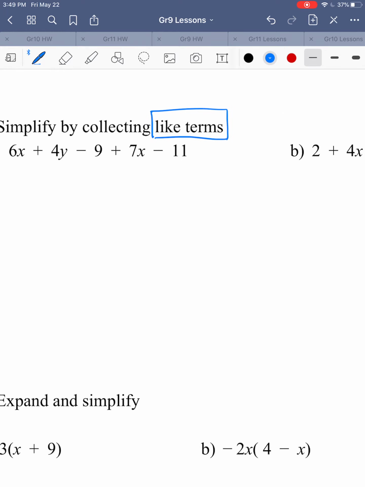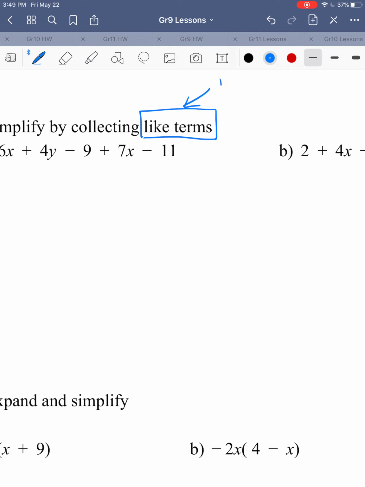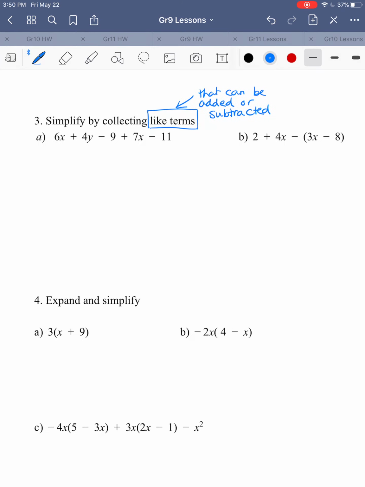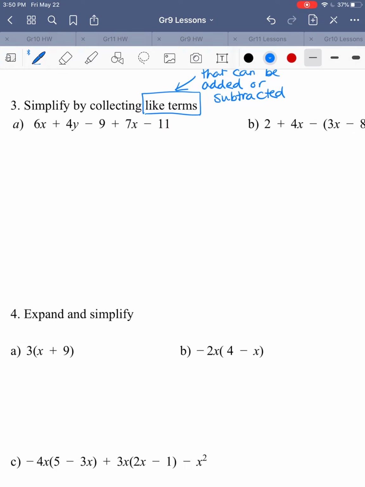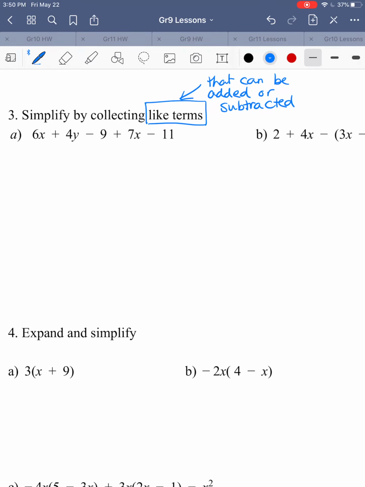So like terms are those terms that can be added or subtracted together. Okay, and if you haven't already done so, make sure you read the notes and go over the notes document or notes file that was included with this lesson before you continue on with the video.